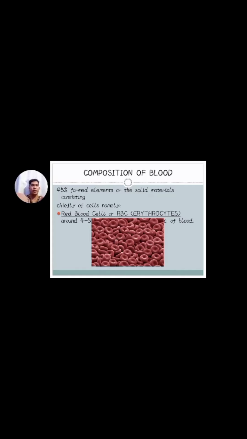45% form elements or the solid materials consisting chiefly of cells, namely red blood cells or RBC, also known as erythrocytes, around 4 to 5 cc of blood. So red blood cells, makita nga kanang lingin gani nga na ibangag sa tunga. Daghan kayo siya. Red blood cells. Nakakere po siya mga proteins or other substance.